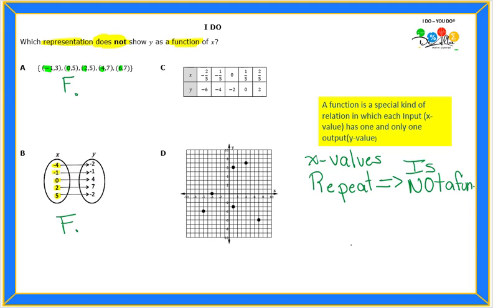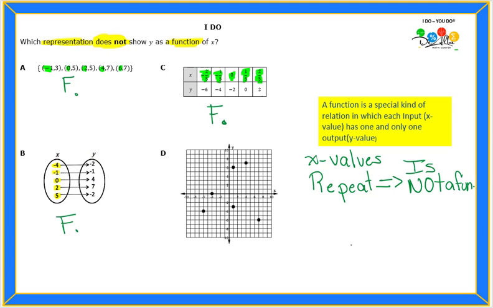What about C? I have -2/5, -1/5, 0, +1/5, and +2/5. Just because you see the same numbers, 1 over 5, it doesn't mean that they're the same. One is negative, the other one is positive. So am I repeating any of them? No, so this one is also a function. So it looks like D is the one that is going to be considered not a function.